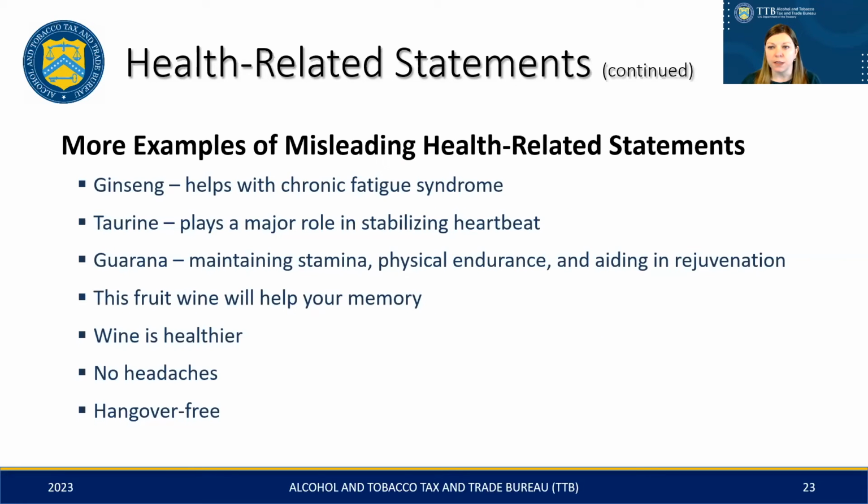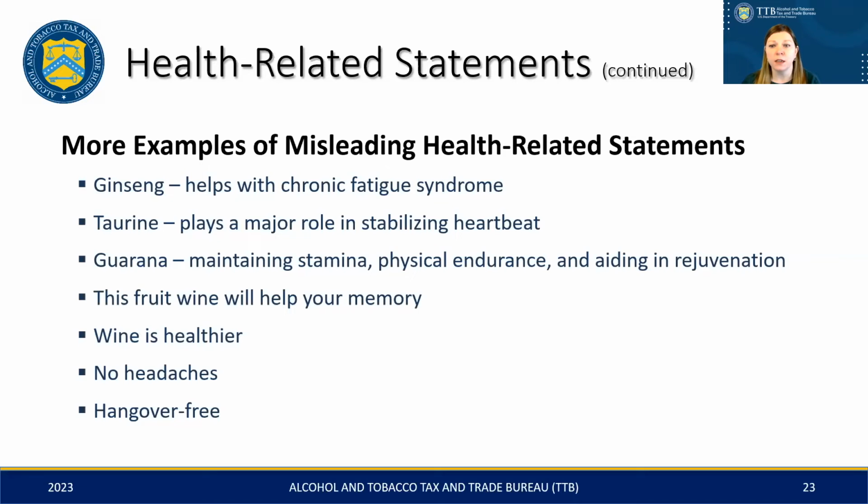Additional types of health-related statements we see include ingredient-specific statements such as ginseng helps with chronic fatigue syndrome. Taurine plays a major role in stabilizing heartbeat. Guarana, maintaining stamina, physical endurance, and aiding in rejuvenation. These are all specifically related to ingredients in the alcohol beverage product. Others may be more general, such as, this fruit wine will help your memory. Wine is healthier. No headaches.